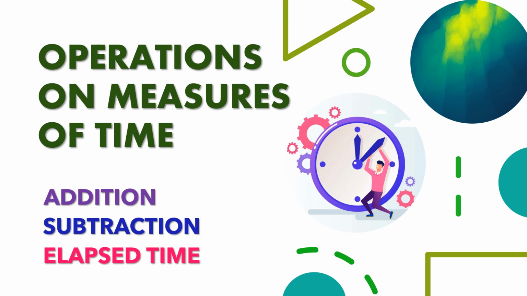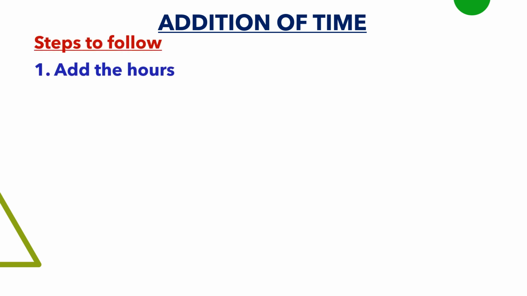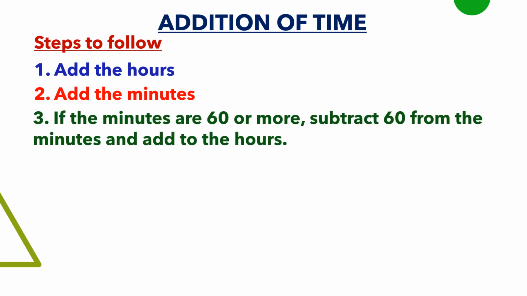Let's get started. The addition of time. So these are the steps to follow. We'll add the hours, add the minutes, and if the minutes are 60 or more, subtract 60 from the minutes and add to the hours. Very important point to remember.